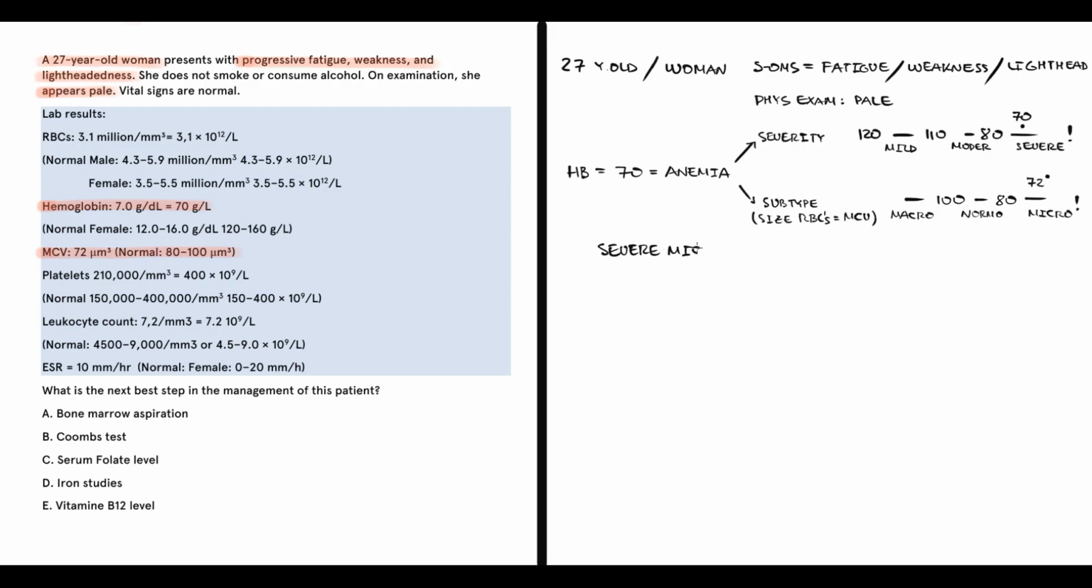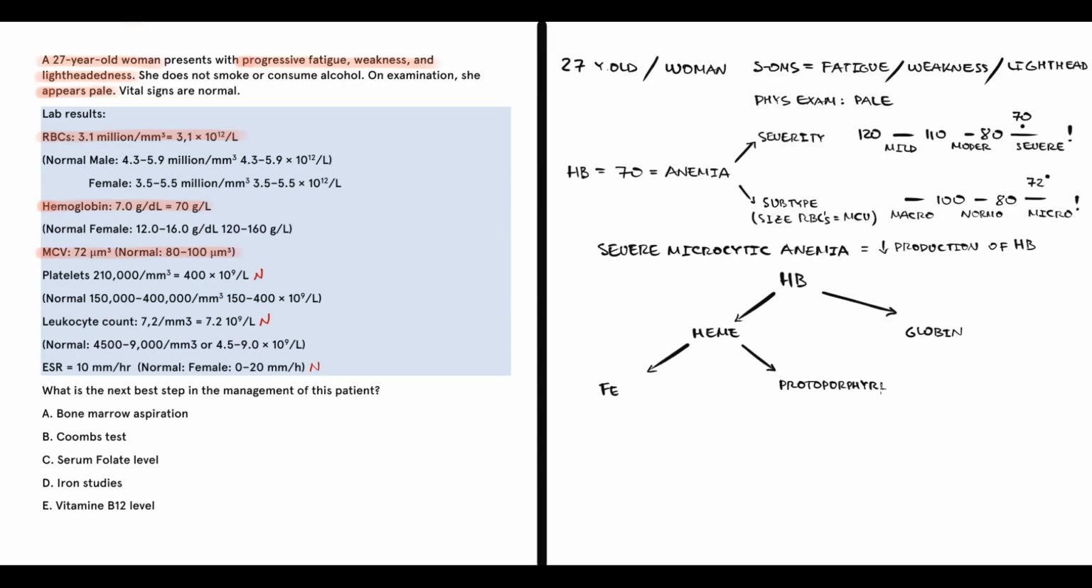So, in this case, the patient has severe microcytic anemia. Everything else, as we see, is normal. We know that all microcytic anemias develop due to decrease in production of hemoglobin, and recall that hemoglobin consists of heme and globin, and heme consists of iron and protoporphyrin.